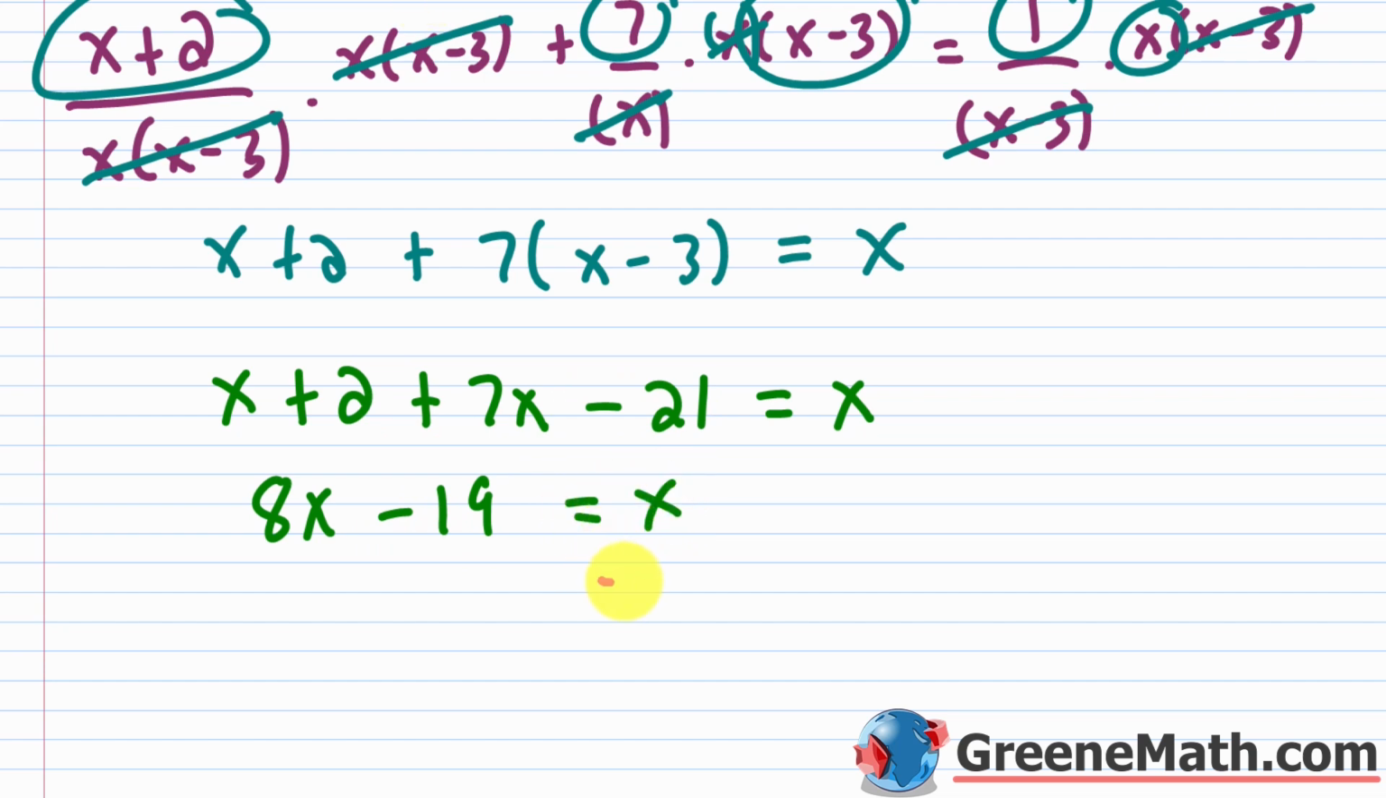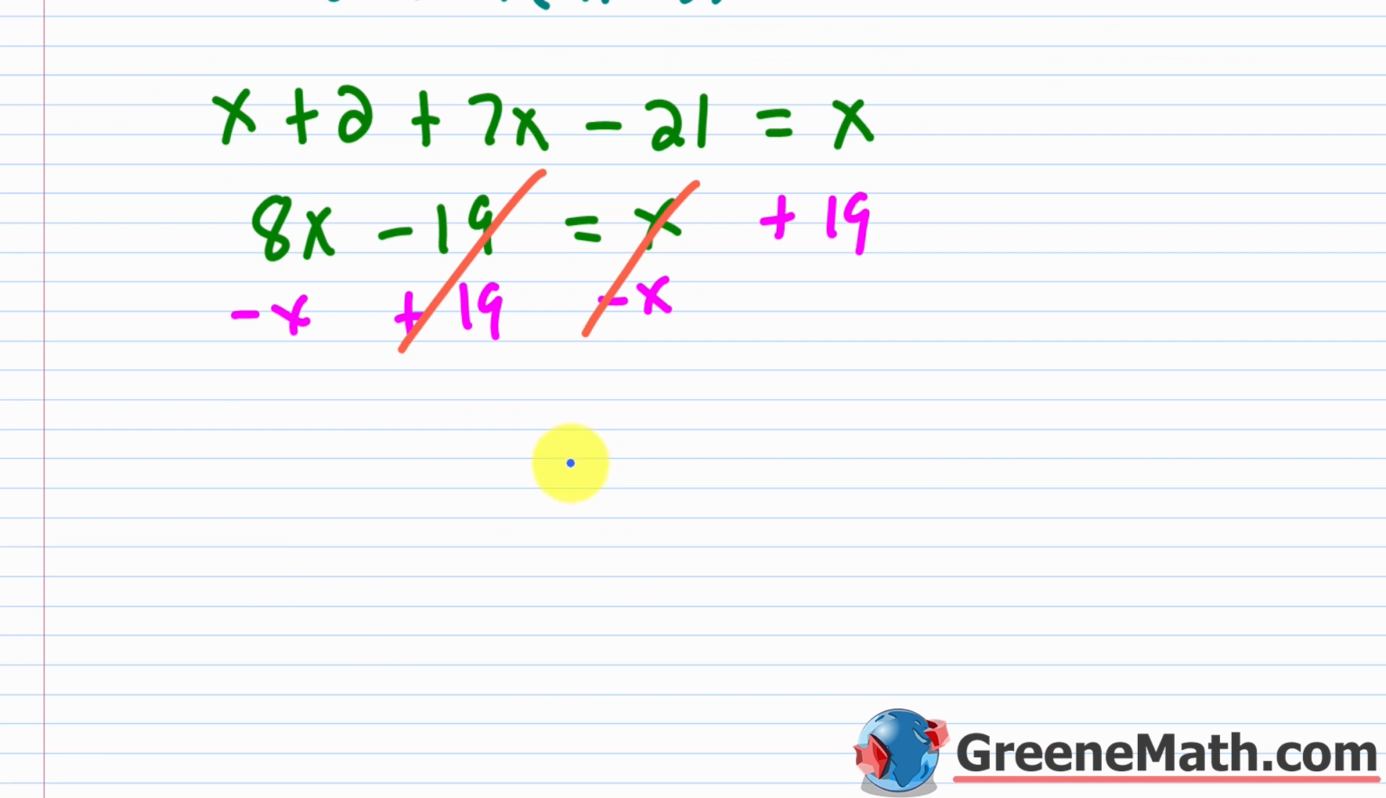So what I'll do is subtract x away from each side, and I'll add 19 to both sides. Let's cancel this away and cancel this away. I'll have 8x minus x, which is 7x, and this equals 19. Let's divide both sides of the equation by 7, and we'll cancel this 7 with this 7 and say x is equal to 19 sevenths.